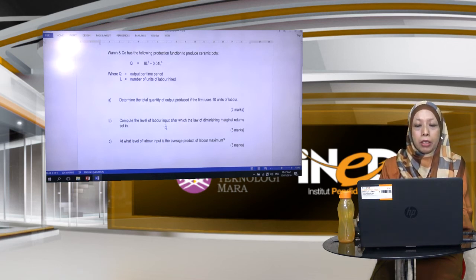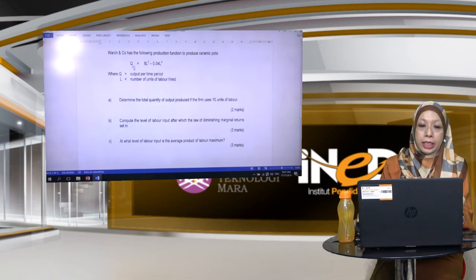This is actually part of a past year question. You have a company by the name of Watch and Co. The production function for this company, which is producing ceramic pots, is Q equals 6L squared minus 0.04L to the power of 3. Q here represents output per time period, and L is the number of units of labor hired. You were asked to determine the total quantity produced if the firm uses 10 units of labor.